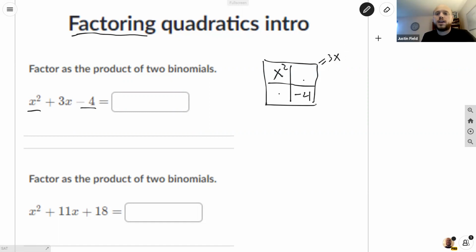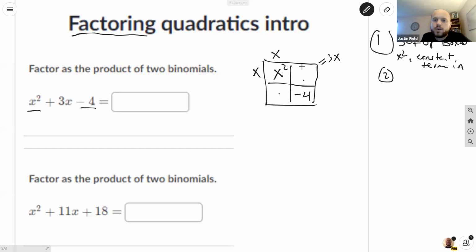Okay, so now after we set it up, we set up boxes, we put the x squared term and the constant term in. Okay, and now, well, I always like to figure out that x times x is x squared, right? So now we want to figure out what two numbers multiply to negative 4. And we also need them to combine to be 3. These two numbers have to multiply to be negative 4. But when we combine them, they have to be 3.